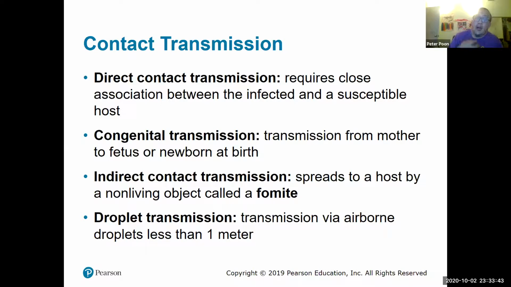Okay. The non-living object is called a fomite. It looks like COVID-19 doesn't spread through fomites, or not to any meaningful level. I think there's only one documented case of COVID-19 spreading through fomites.